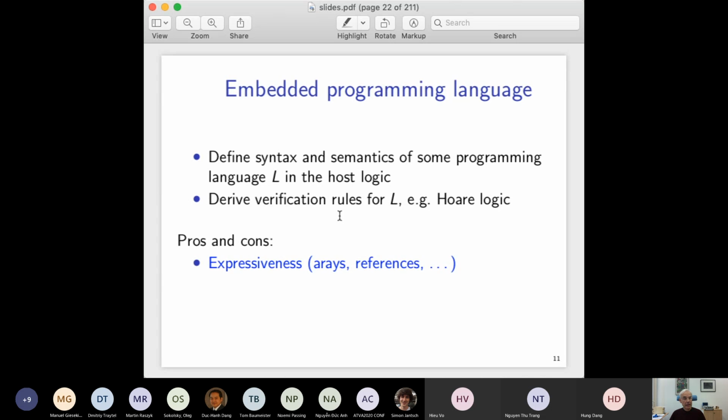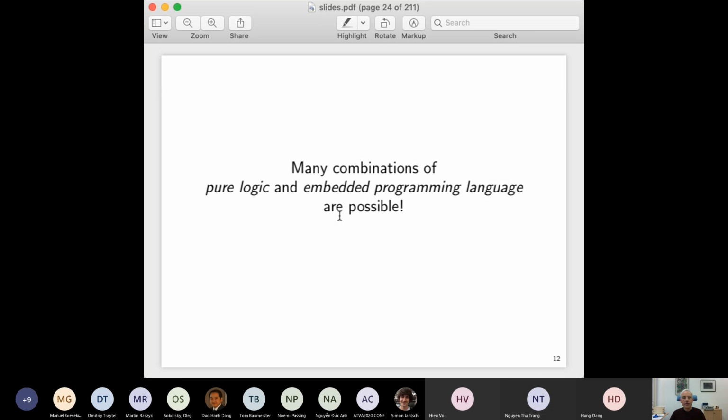Now, here the pros and cons are you have much more expressiveness, so you can, for example, define a programming language with arrays and references, which are not part of your standard functional language. But the con is you need special support to ease the pain, because now you have this extra level of syntax and semantics that you have to go through in order to verify the program. So you typically need something like a verification condition generator with all the complications that means. So it's a bit of a trade-off, whether you want immediate access to all the proof methods or whether you want more expressiveness. And there are also combinations of those approaches, anything between the pure logic and the embedded programming language.